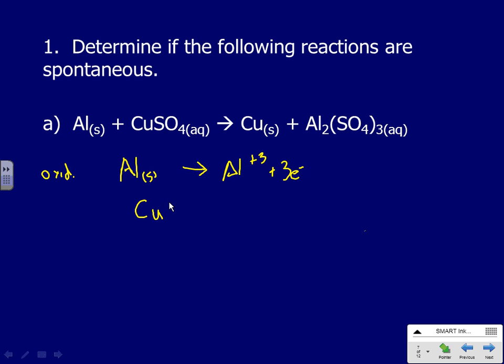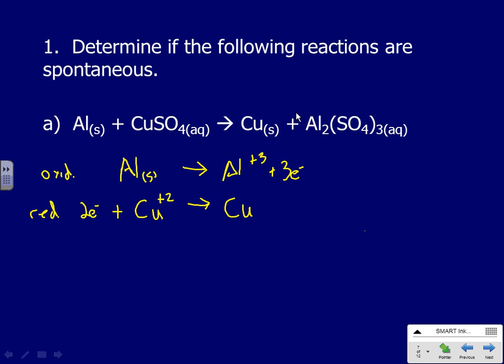What's the charge on our copper in the reactant side? Plus 2. Becoming Cu solid. My electrons have to be on this side, right? I need 2 electrons over here. Plus. And therefore, that's the reduction half.